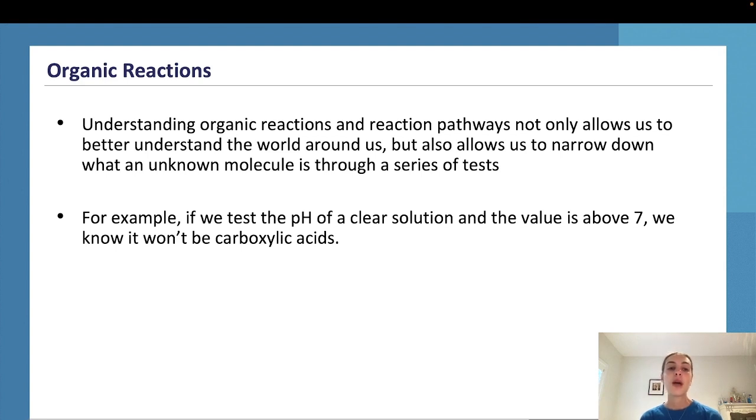So for example, carboxylic acids, they're obviously an acid, so they're going to have a pH below 7. So if we test the pH of an unknown solution and the pH is above 7, we know that's basic, it's not going to be a carboxylic acid.